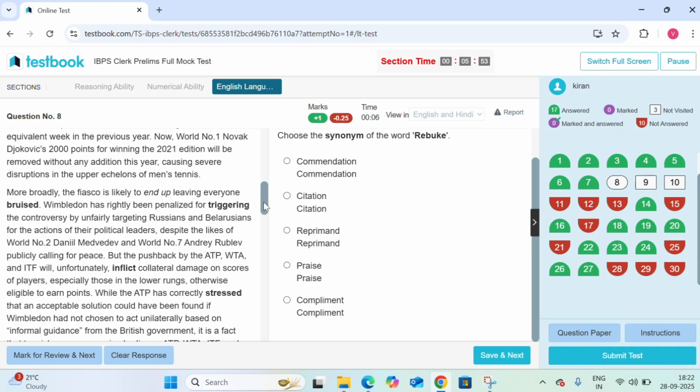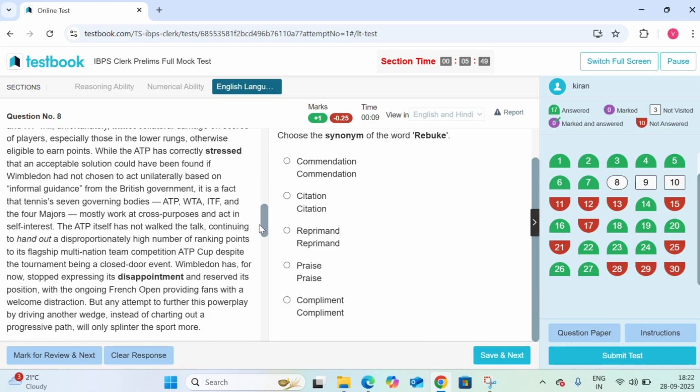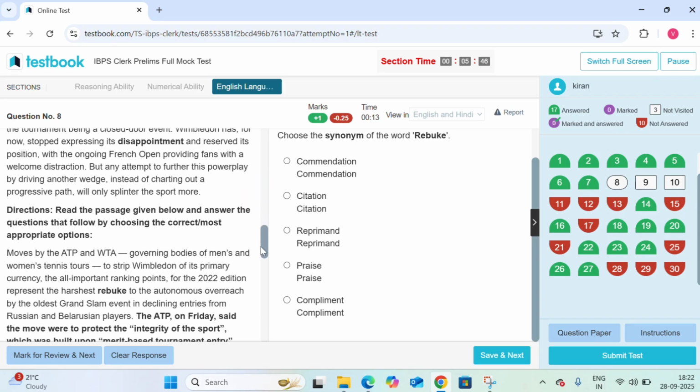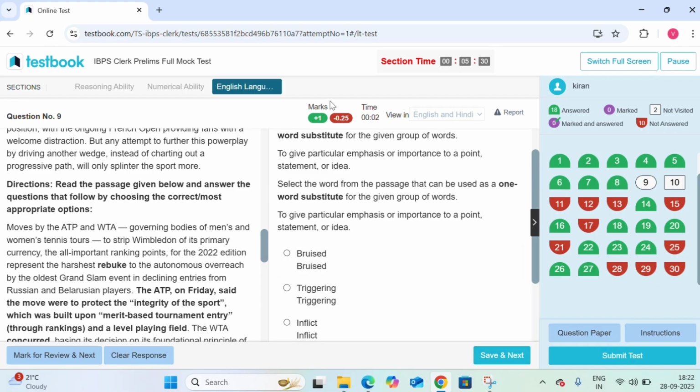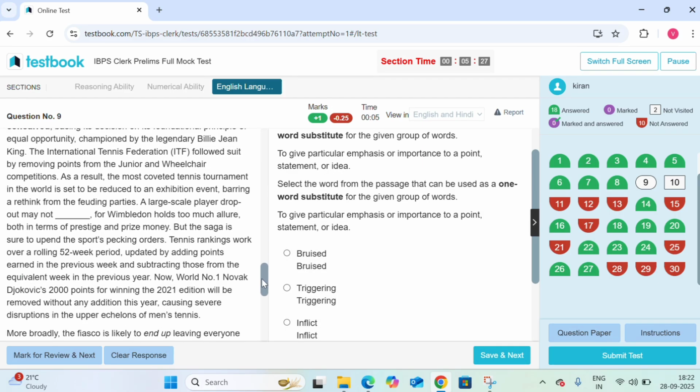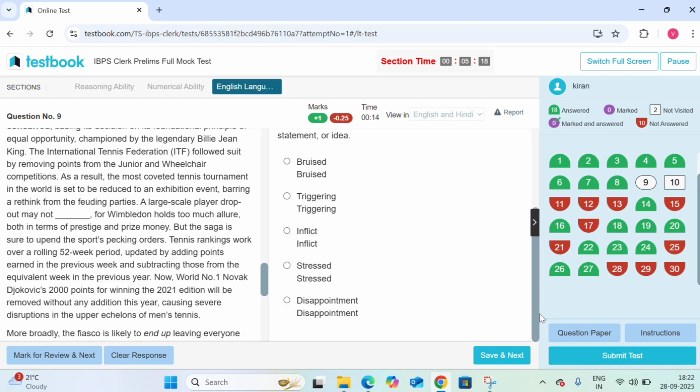Rebuke: citation, praise, compliment, reprimand, commendation. Which represents the cause? Rebuke means reprimand. Verb substitute: a large-scale player dropout may not trigger, stress, disappointment... The word that fits is bruised.